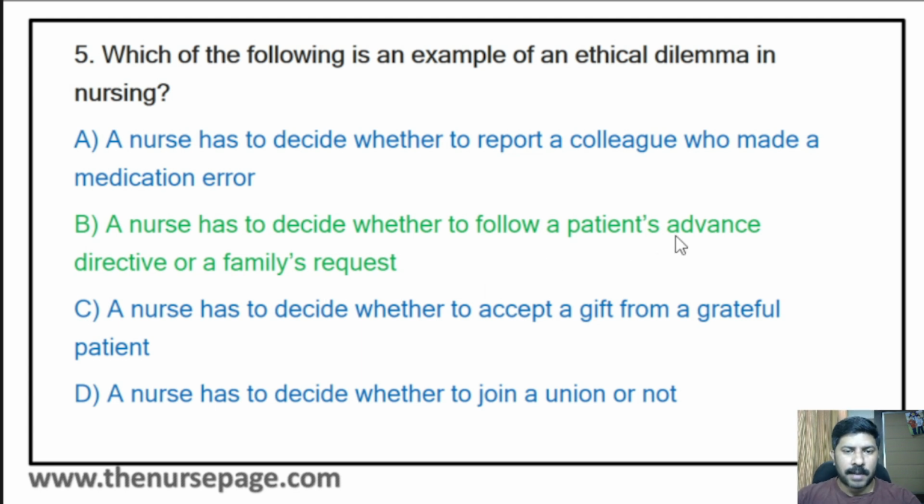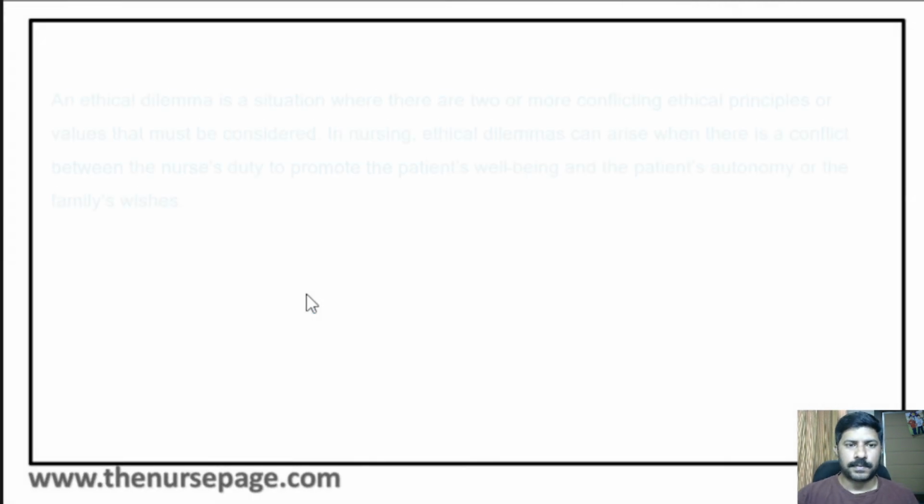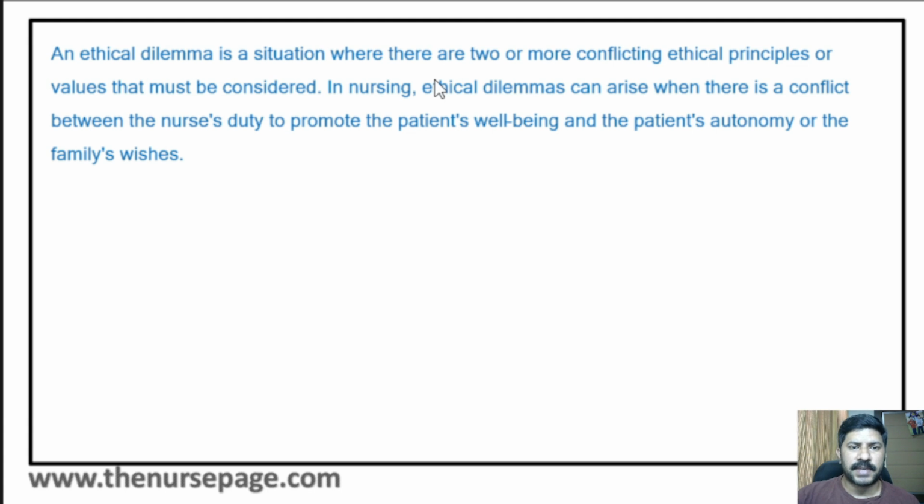Here the patient's advance directive may be an example of autonomy, and the family's request may come under beneficence. So there is a conflict between the first principle, autonomy, and the second principle, beneficence. An ethical dilemma is a situation where there are two or more conflicting ethical principles or values that must be considered. In nursing, ethical dilemmas can arise when there is a conflict between the nurse's duty to promote the patient's well-being and the patient's autonomy or the family's wishes.